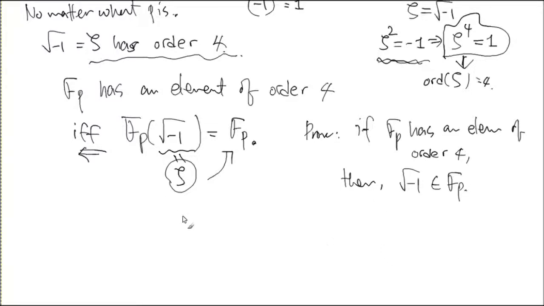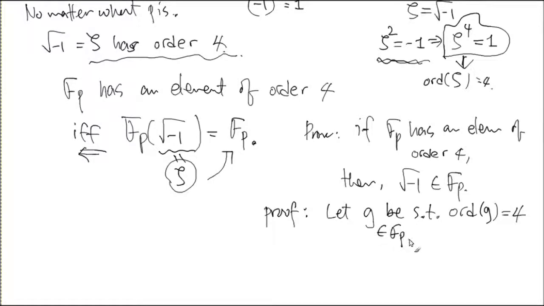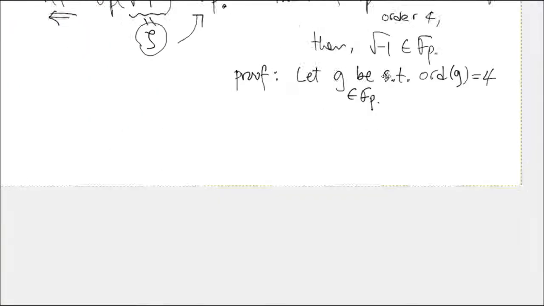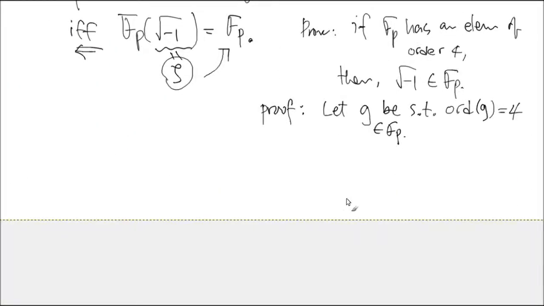So here's a proof. Sorry, that was written in a tiny room. So let G be such that the order of G is 4, and of course G is coming from our finite field FP, right? Is that all right?